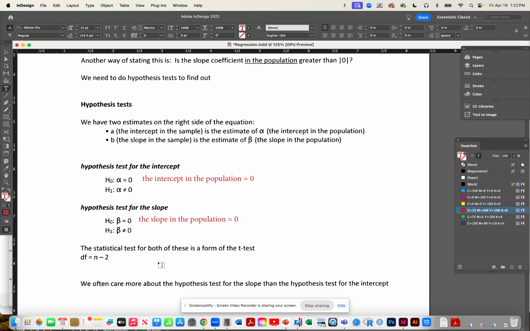Let's talk about one more item here. We often care more about the hypothesis test for the slope than the hypothesis test for the intercept. All right, with that information, let's look at the R output in the next video.